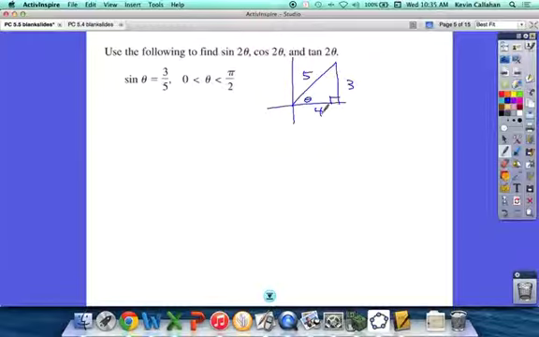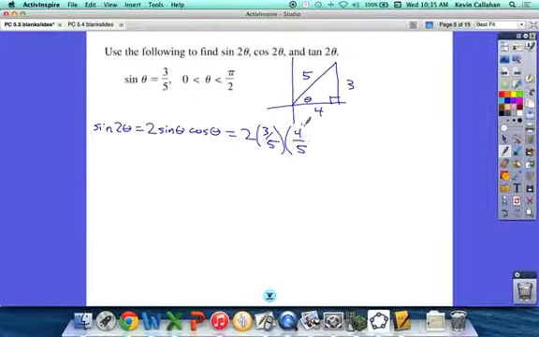And so if we're going to do these, now we just need to use the formulas. This will be the sine of 2 theta equals 2 sine theta cosine theta, which is 2 times, what is the sine of theta? 3/5. What is the cosine of theta? 4/5. So what does that equal? 2 times 3 times 4, 24 over 25.